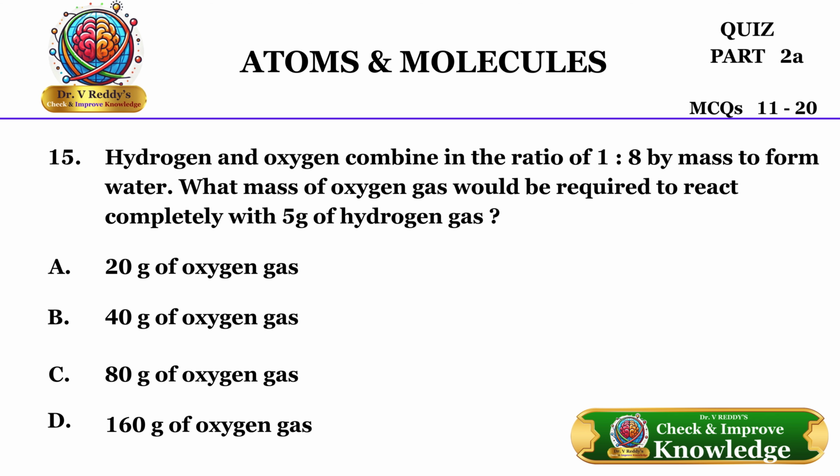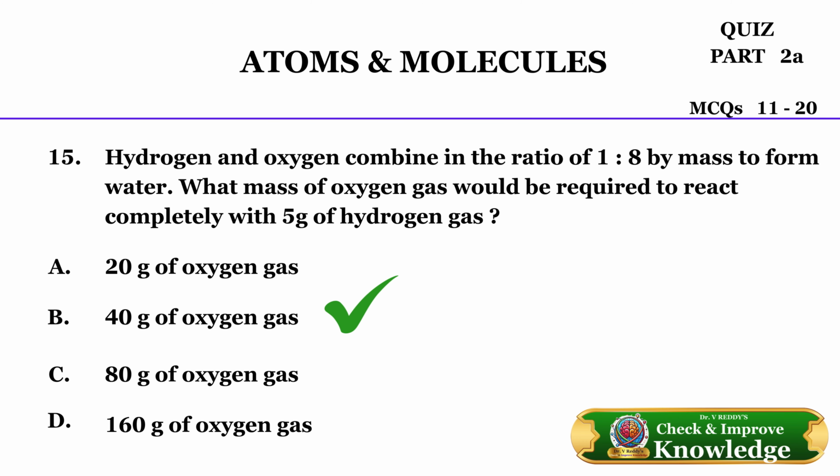15. Hydrogen and oxygen combine in the ratio of 1:8 by mass to form water. What mass of oxygen gas would be required to react completely with 5 grams of hydrogen gas? B. 40 grams of oxygen gas.